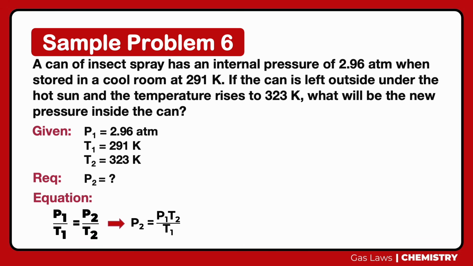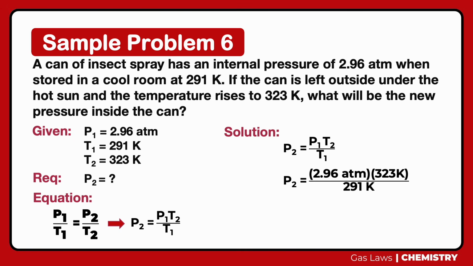Next is to derive the formula for P sub 2. We'll use the equation P sub 2 equals P sub 1 times T sub 2 over T sub 1. By substituting the values, we can see that the new pressure inside the insect spray can is approximately 3.29 atmospheres.